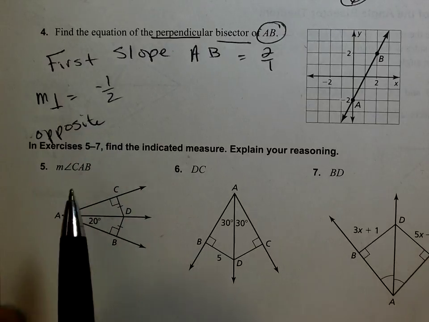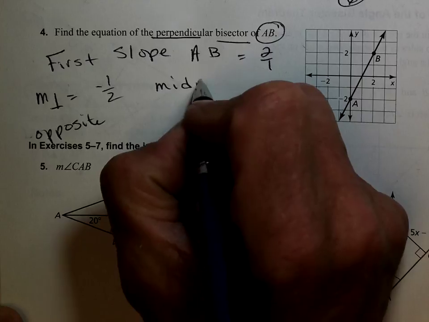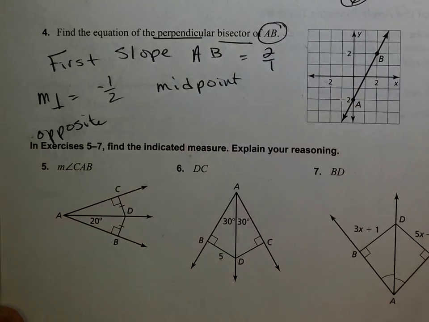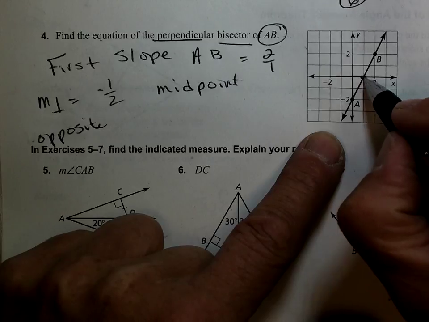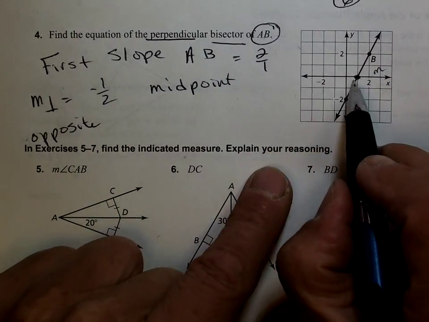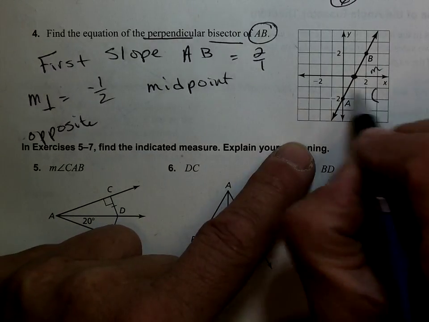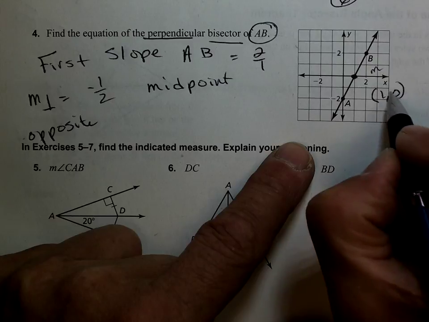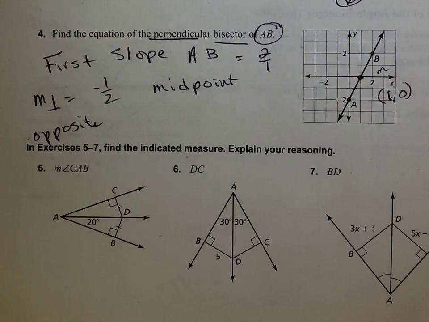Now I know that I need the midpoint. Yeah, the midpoint is right here. You guys agree with that? That looks like right in the middle. Does that look like the midpoint? Okay, that looks like the midpoint. I'll call that M. So my midpoint's at the point 1, 0. There's my midpoint, okay? So then I should be able to draw my line in.